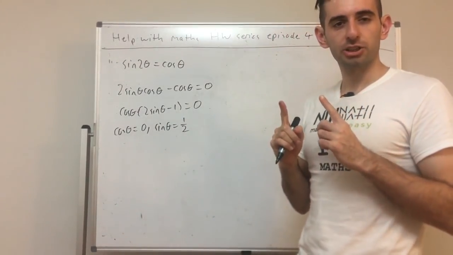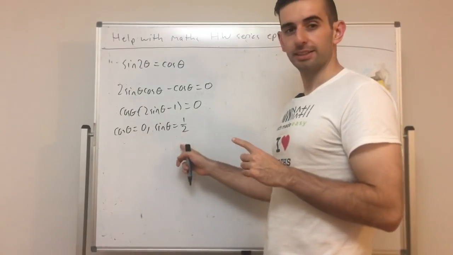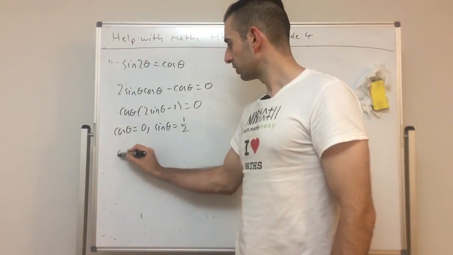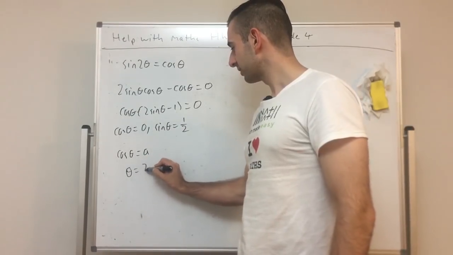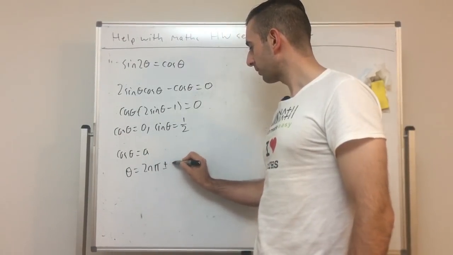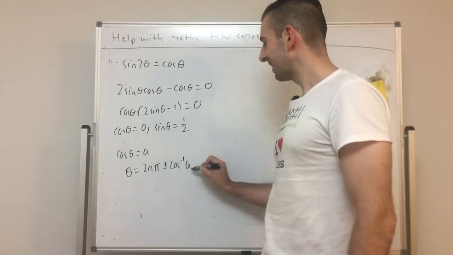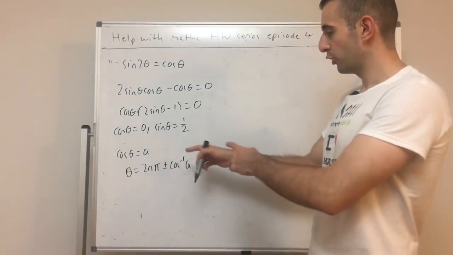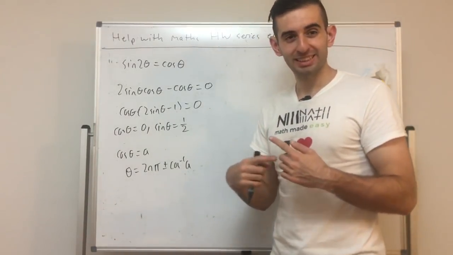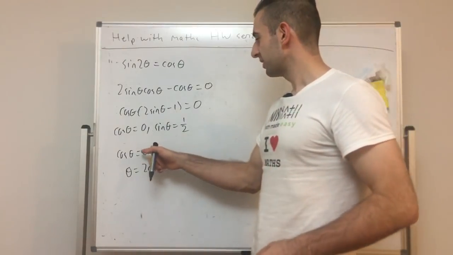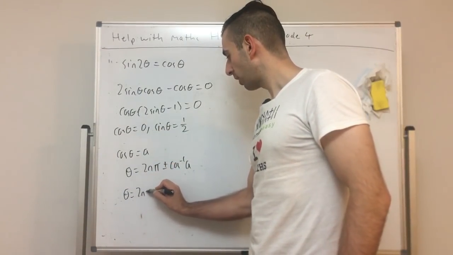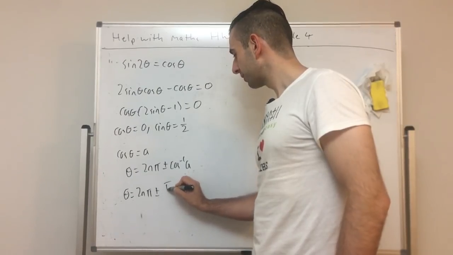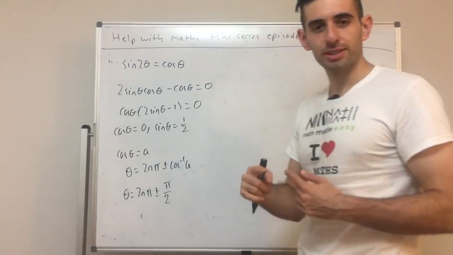So now I have to find the general solution for each of these. The general solution formula for cos theta equals A is theta equals 2n pi plus or minus cos inverse A, where 2 pi, remember, is 360 degrees. So then cos inverse 0 is just pi on 2, right? Because cos pi on 2 is 0.